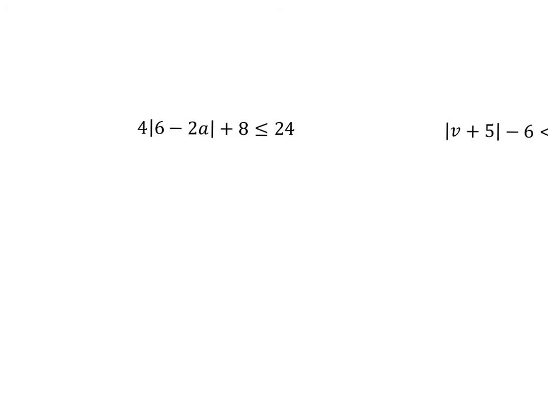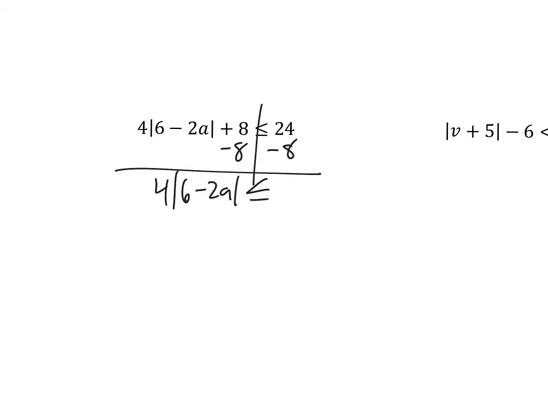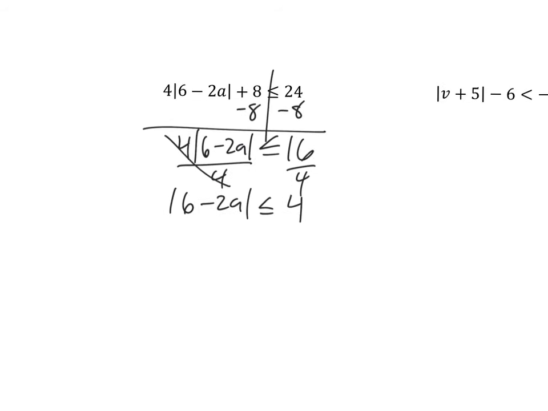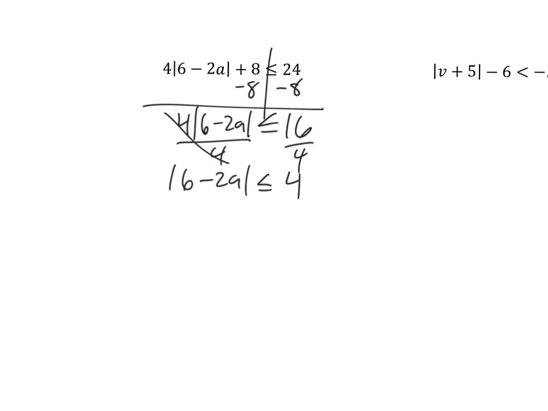Okay, let's look at just a couple more. Here we have a couple steps we have to do to isolate our absolute value. First thing we want to do is subtract 8 on both sides. Then we'll end up with 4 times the absolute value of 6 minus 2a is less than or equal to 16. Next thing we want to do, divide by 4 on both sides to get that the absolute value of 6 minus 2a is less than or equal to 4. Now that our absolute value is isolated, we can split into our two inequalities.